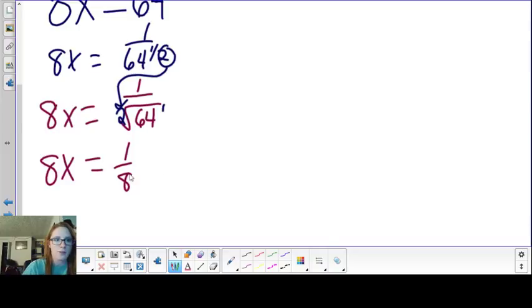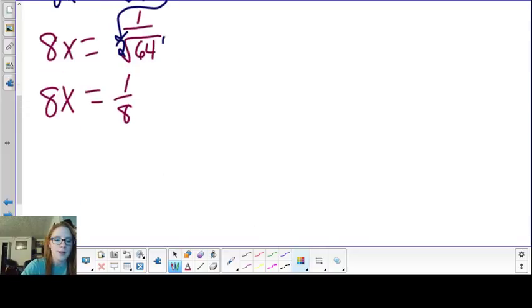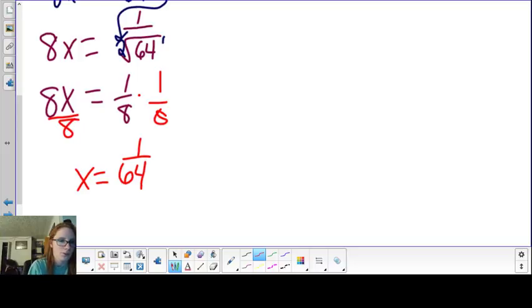So to get x by itself, sorry, I gotta scroll up, pictures in the way. I'm gonna go ahead and divide both sides by 8. And when I divide over here by 8, it's actually the same as times 1 over 8. My answer is 1 over 64.